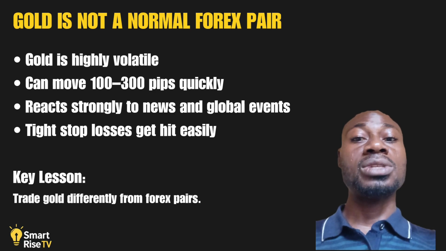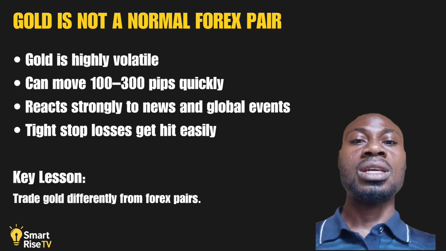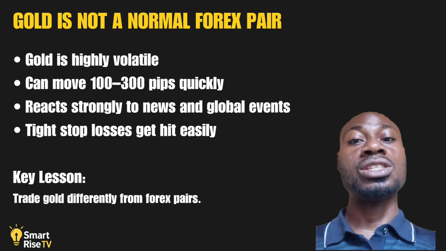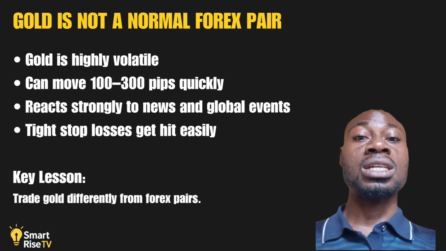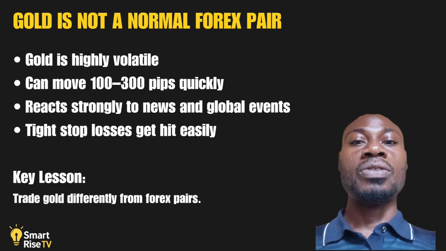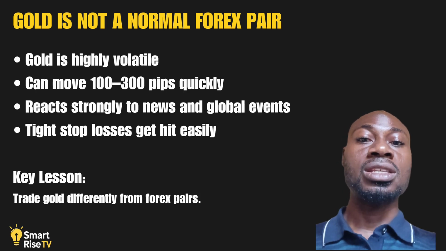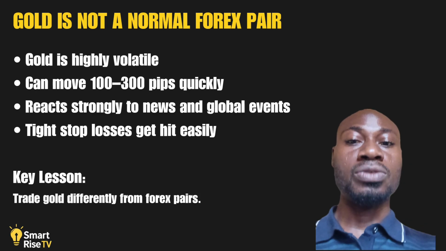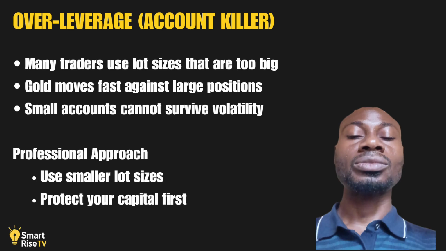Gold can move 50 pips in seconds, 100 pips in minutes, 300 pips in a few hours. And if major news hits the market, gold can move 500 to 1000 pips in a single day. This level of volatility is extremely dangerous if you don't understand how gold moves. Professional traders understand something very important. Gold is a fast market, which means if you use the wrong position size, if you use tight stop losses, if you enter randomly, gold will punish you very quickly. And that is why so many traders lose money trading gold.